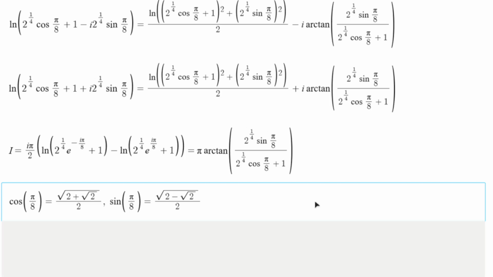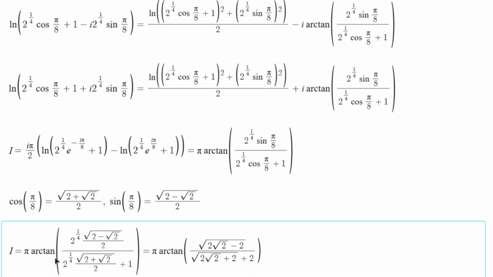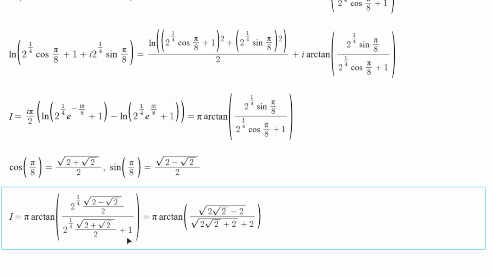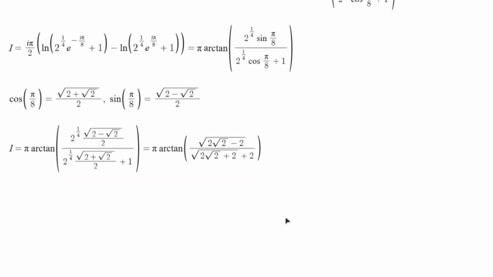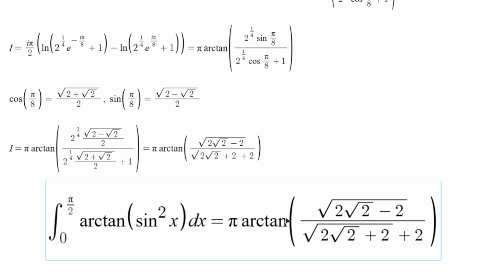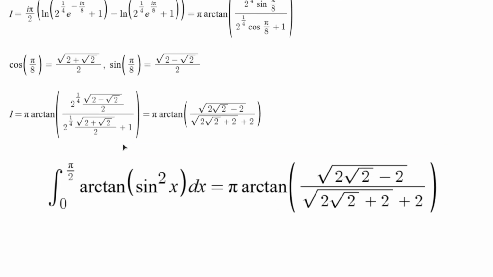So plugging those in, we have that I is equal to pi times the arctangent of this over this. And then doing some simplification here, we get this. All right, and that is it. That is actually the answer. There's a lot of 2's there, a lot of 2's. So finally, there's our integral solved.